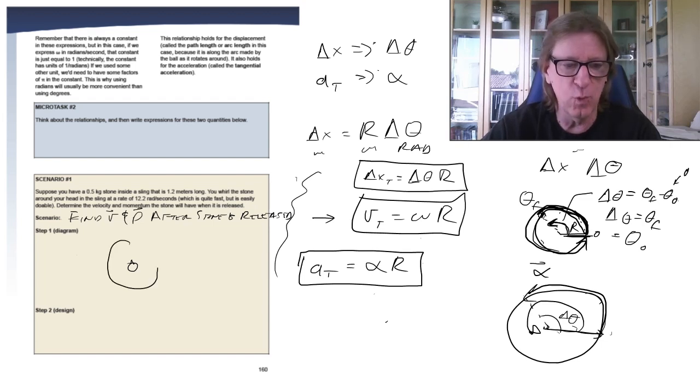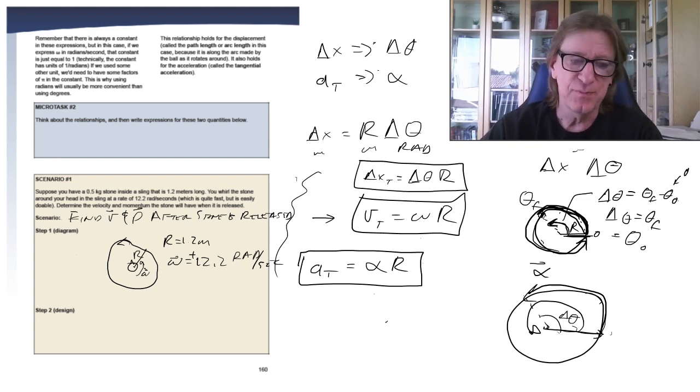And I'm whirling it around, we'll say in this direction, with some omega. And the sling length is r. Okay, and we've said that the radius is 1.2 meters, and omega was equal to 12.2 radians per second. And in the coordinate system I've defined, it's going to be positive. Okay, so our plan then.